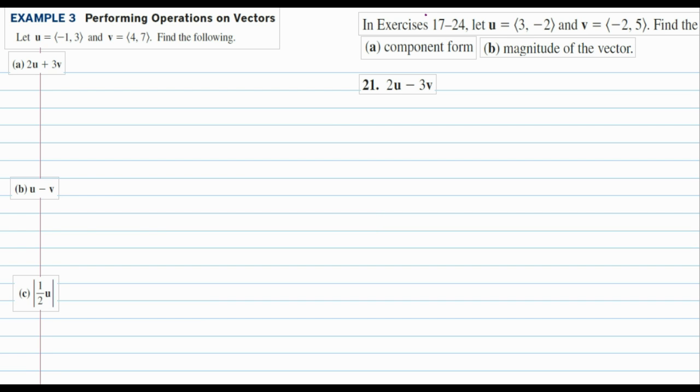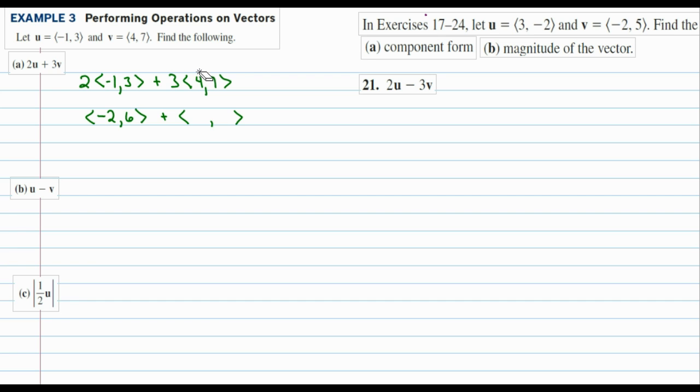Example 3 here, let's perform the operations on vectors. So u is going to be the vector -1, 3, and v is going to be the vector 4, 7. So we want to find the following. We're going to do 2u plus 3v. So 2 times the magnitude of u, so u is now going to be twice as long, which means I want 2 times the vector u plus 3 times the vector 4, 7. So not only am I stretching out those two vectors, I'm then adding them together. Well, 2 times -1, 3 is going to be -2, 6. So now this vector, -2, 6, is twice as long as -1, 3.